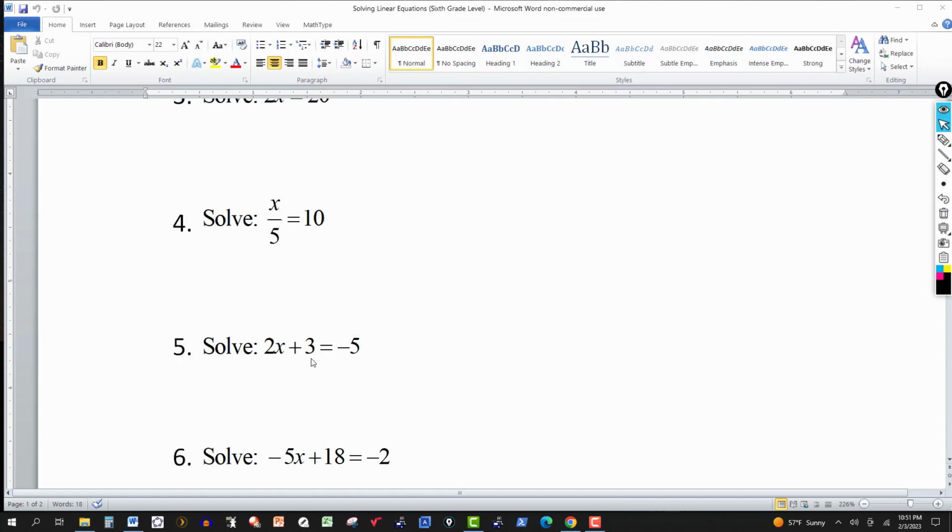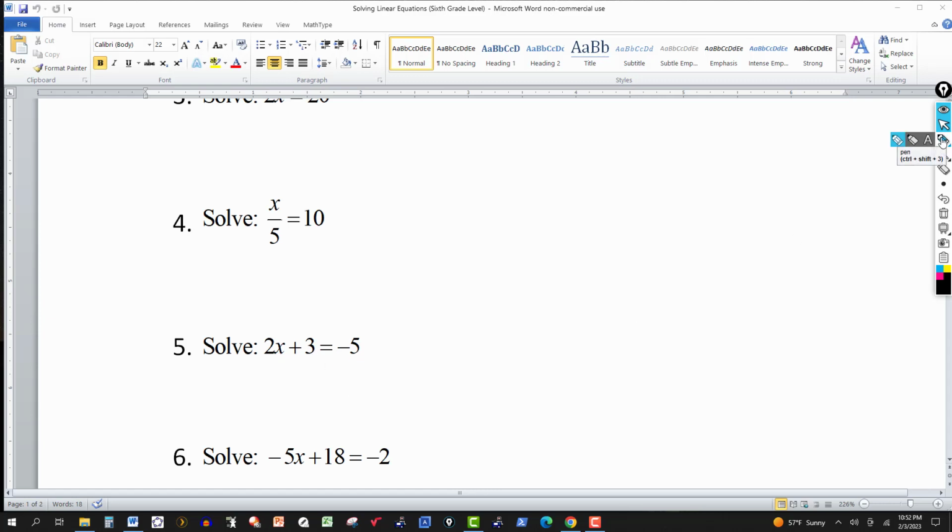Now, let's look at one like this. A little bit more complicated now. We have solve 2x plus 3 is equal to negative 5. So now it's asking 2 times a number. x is the number we're looking for. 2 times a number. Add 3 to that product. You get negative 5. What's the number?